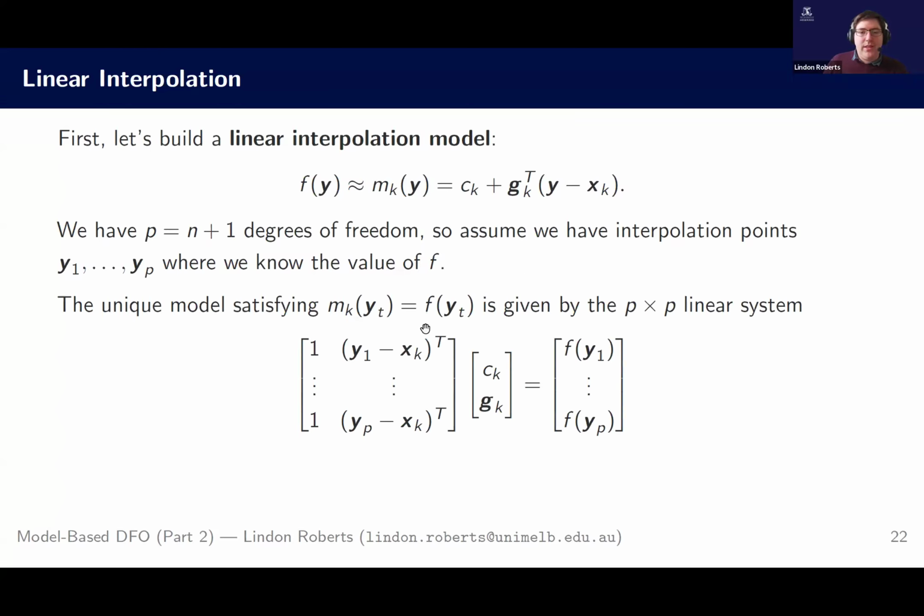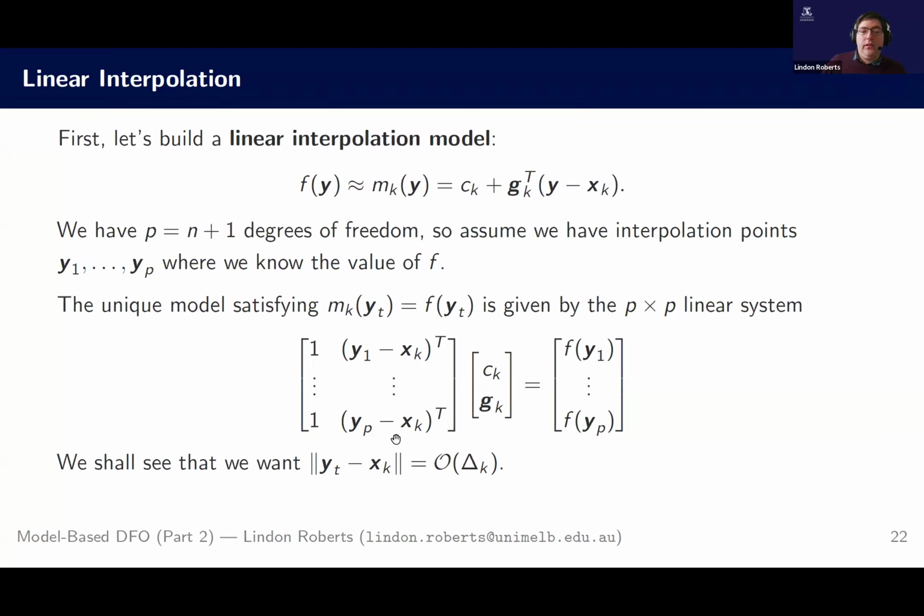Then if we say, well, at these p points, I want to guarantee that my model matches the known function value, I end up with a p by p linear system to solve for c and g that looks something like this. So the matrix depends on the locations of my interpolation points. The right-hand side depends on the function values that I'm trying to fit to. So a simple p by p linear system, p is of order n. We can just solve this. There's no particular structure here. This is not like symmetric or sparse or anything in general. So you just have to use like a direct solver.